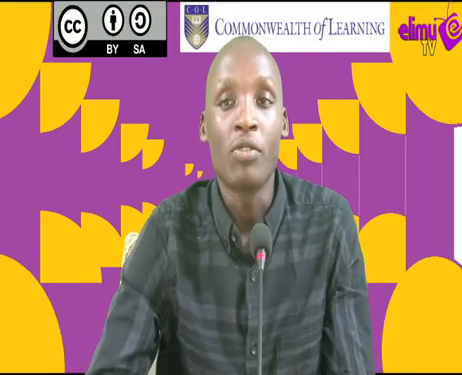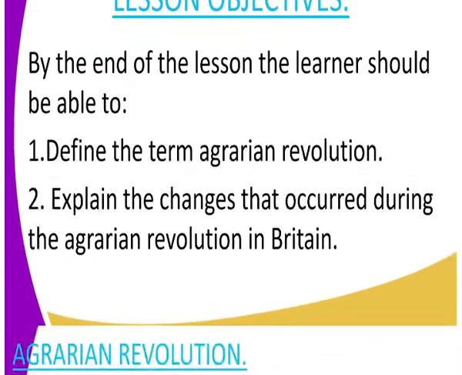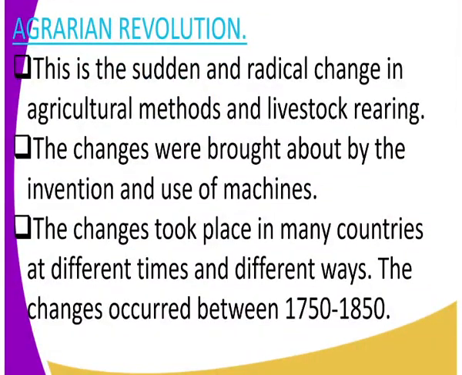Now, by the end of the lesson, class, we expect that we'll be able to define the term agrarian revolution and also explain the changes that occurred during the agrarian revolution in Britain. Now, class, who can make a try of what agrarian revolution is? Someone to make a try? Oh, yes, what a very good trial.